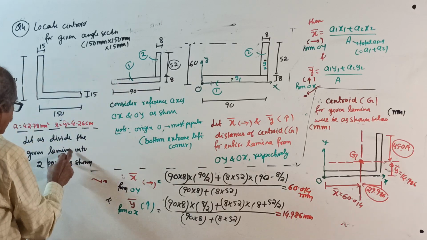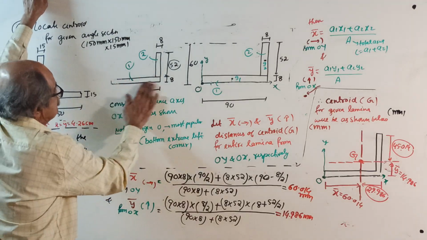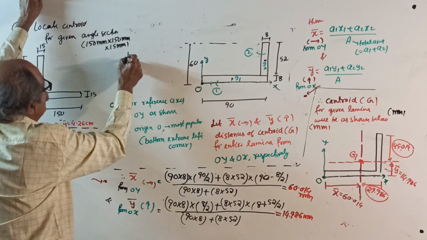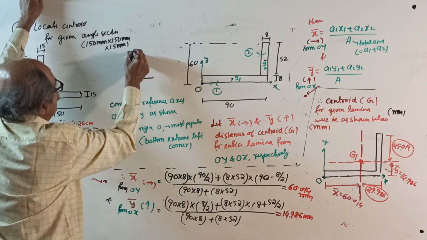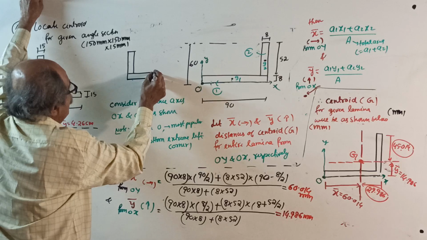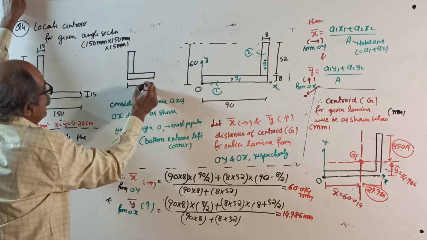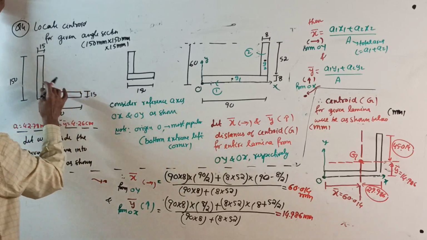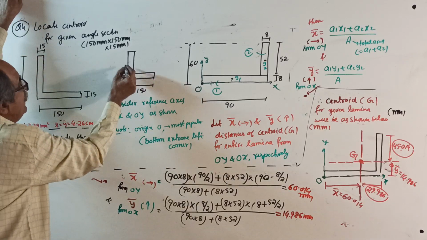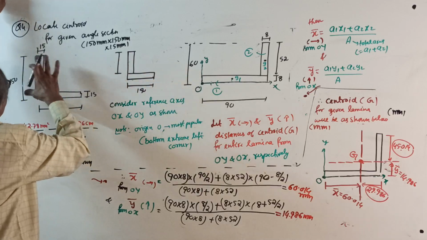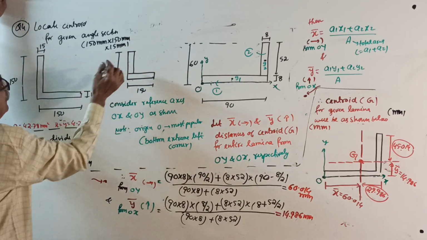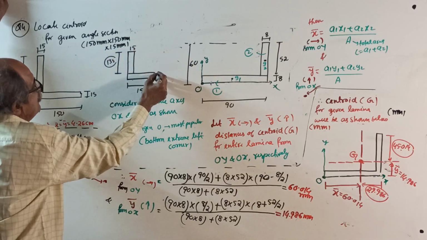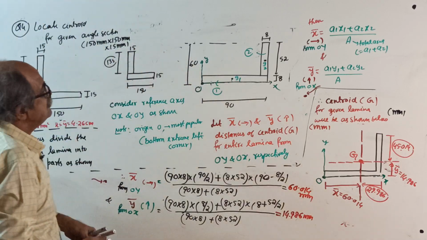Let us divide the given lamina into two parts. How to divide? Left to your choice. Okay, you divide like this. One part here. See, this way you will divide. Therefore, this will be 150. Now, even though this is 150, no doubt, since you divide here, this will become 150 minus 15, 135. Thickness is 15, thickness is 15. Okay. Consider reference axis.